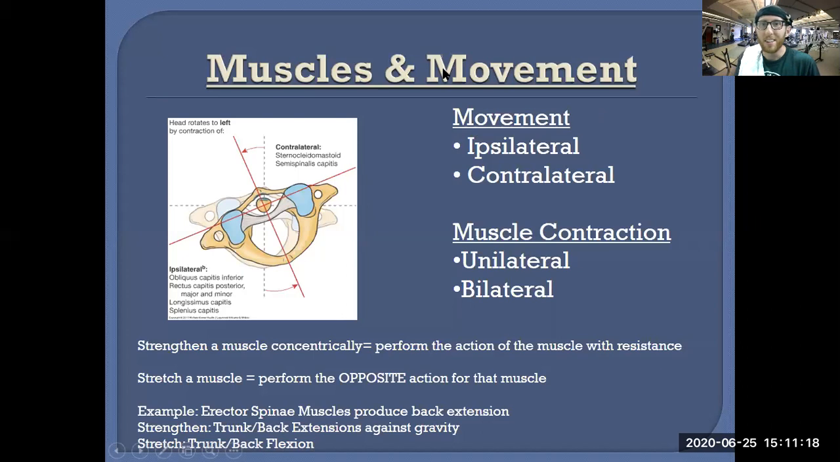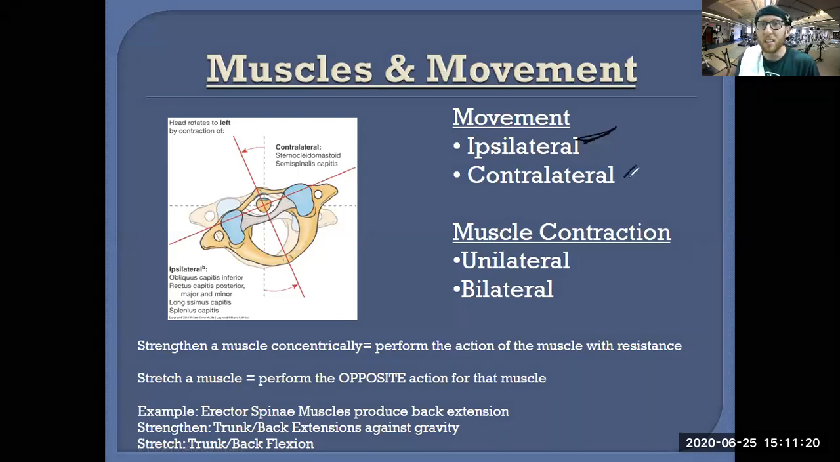contralateral. Ipsilateral meaning same side, contra meaning the opposite. So that means if a muscle turns your body to, let's say, the left, but it's being contracted on the right side, that's contralateral movement. Movement to the other side than the muscle is on. Ipsilateral is, let's say you contract the muscle on the right and you rotate to the right. That would be an ipsilateral movement.